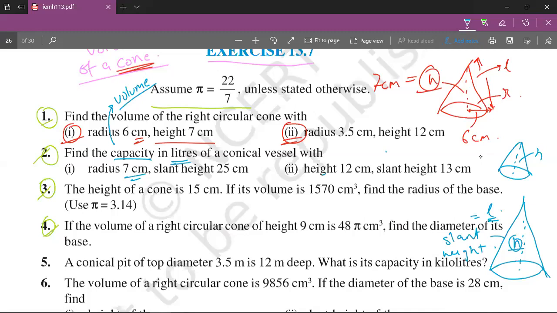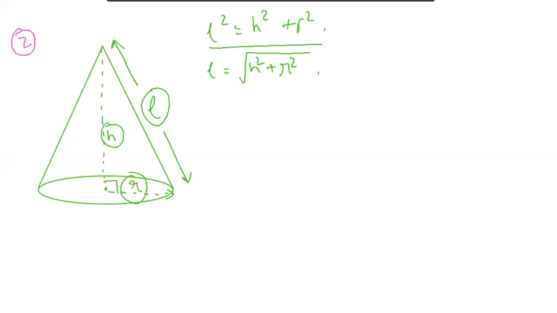A 7 centimeter radius, as I've told you before, this is a radius. We'll try to solve this question without any further delay. So this is the second question, and we will first draw a cone, because drawing a figure is the most important part of the question. Once we have drawn a figure, this is known as the height, this is known as the length, and this is known as the r.